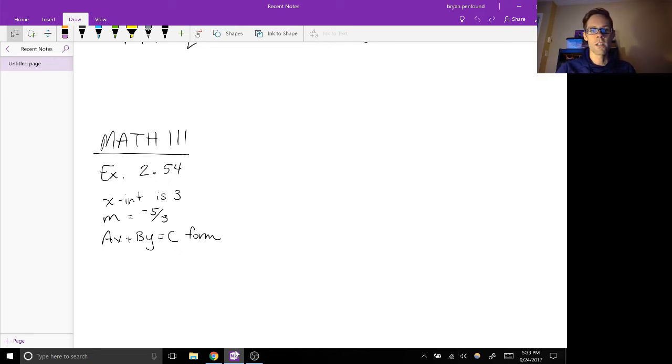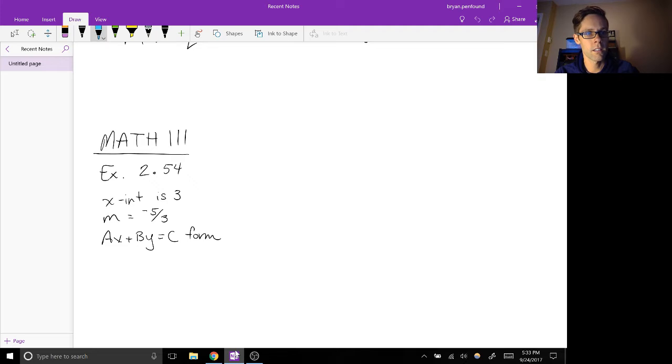So the question here, if you do have the textbook, is question 2.54. That question asks us to find an equation of a line that satisfies the following conditions. We know that the x-intercept is 3. We know that the slope of this line is -5/3. And the question wants us to get that line in ax plus by equals c form.